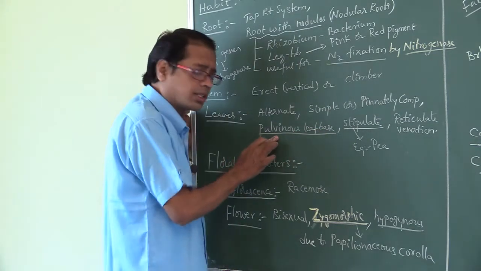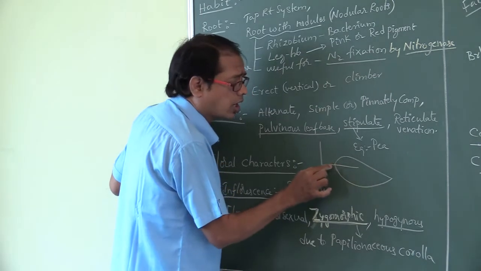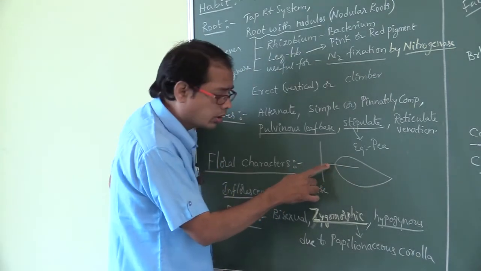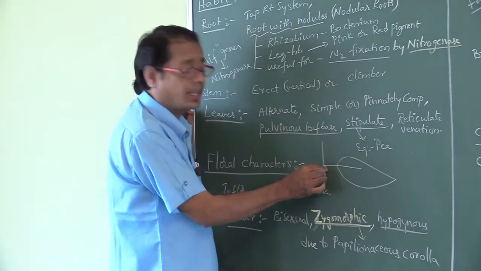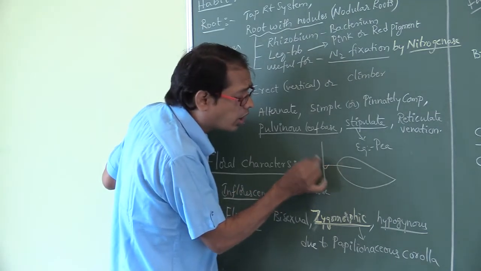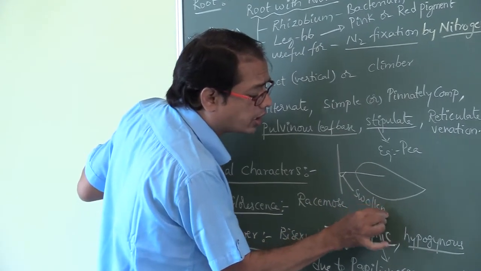What is a pulvinate leaf base? If you look at this diagram, the stalk of the leaf is called the petiole. The part of the leaf which is attached to the stem is called the leaf base. This leaf base is somewhat swollen. So this is a swollen leaf base.